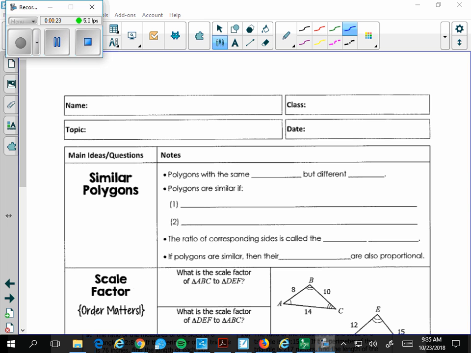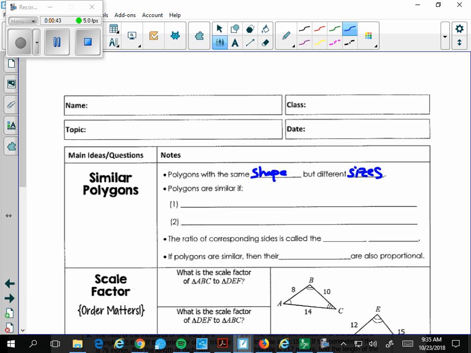Polygons with the same shape, but different sizes. That is what a similar polygon is. So basically I take a shape and I either blow it up or I shrink it down, and they're the exact same thing, just different sizes.